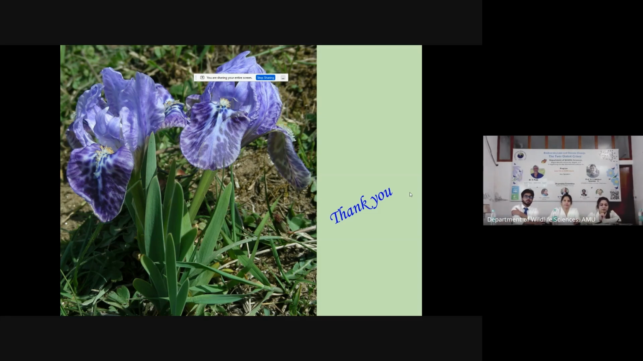So the first question we have from our participants focuses on how traditional ecological knowledge and modern science work together to address biodiversity loss and climate change in Western Himalayan forests.